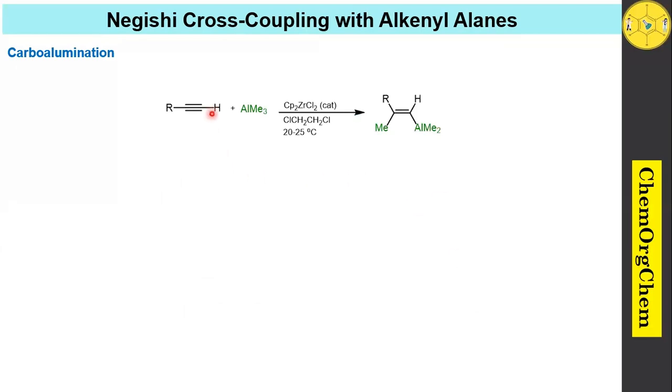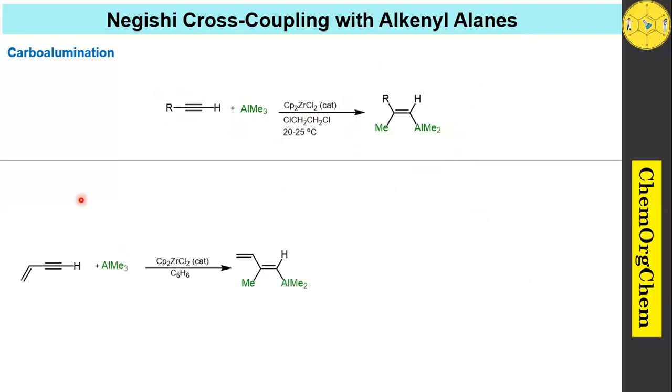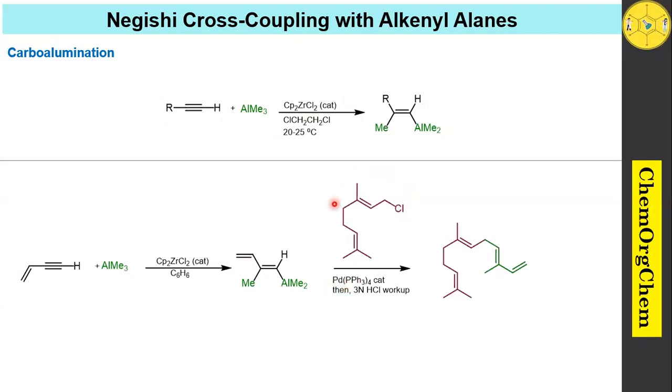So according to this reaction, when you take the terminal alkyne and react with trimethyl aluminum in the presence of zirconium catalysis, it produces this corresponding alkenyl alane species. So next, moving on, one example: when you take this alkyne, which reacts with trimethyl aluminum in the presence of zirconium catalysis to produce this corresponding alkenyl alane, which reacts with this corresponding organohalide compound in the presence of palladium catalysis to produce this corresponding carbon-carbon coupling product.